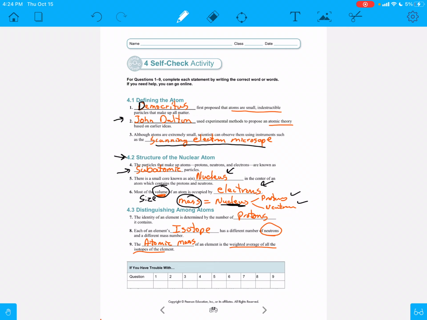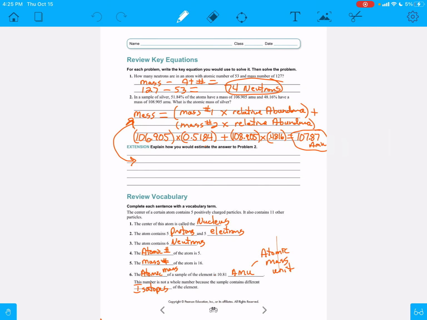So number 7, the identity of an element is determined by the number of protons, yes. And each of an element's isotopes has a different number of neutrons and a different mass number. And then number 9, the atomic mass of an element is the weighted average of all the isotopes. Yes, this weighted average thing. So now we're going to work one of those problems and then we are done. So look at number 1 up here.